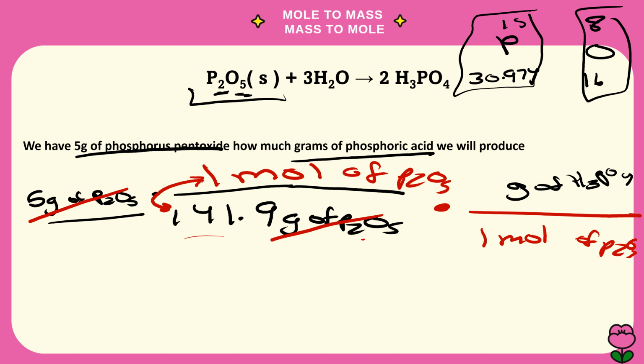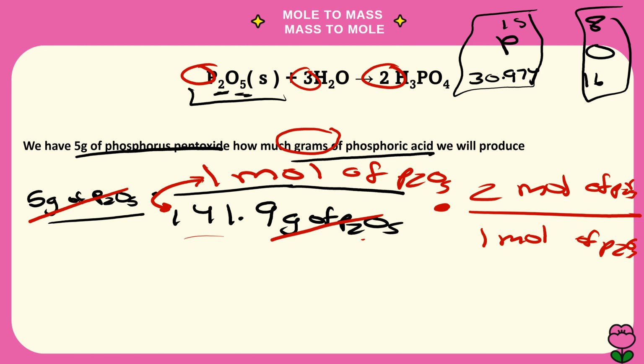In the equation, we can see we have 1 phosphorus pentoxide reacting with 3 water, which gives us 2 phosphoric acid. So we can write 2 moles of phosphoric acid. If we use this, we will get the moles of phosphoric acid that we produce. But because the question wants the grams, we multiply by 1 mole of phosphoric acid.